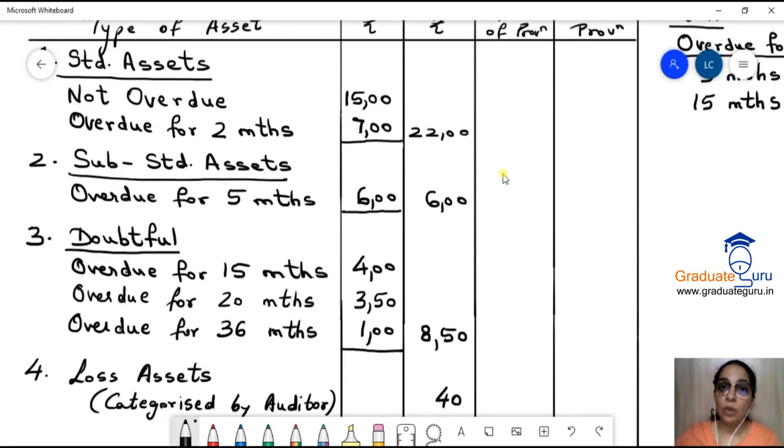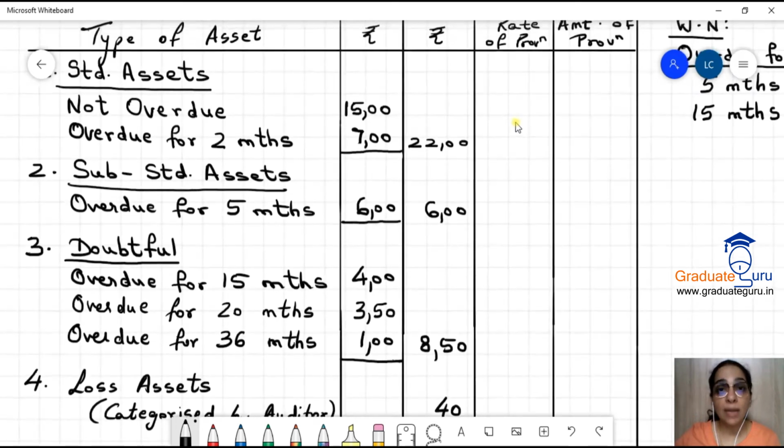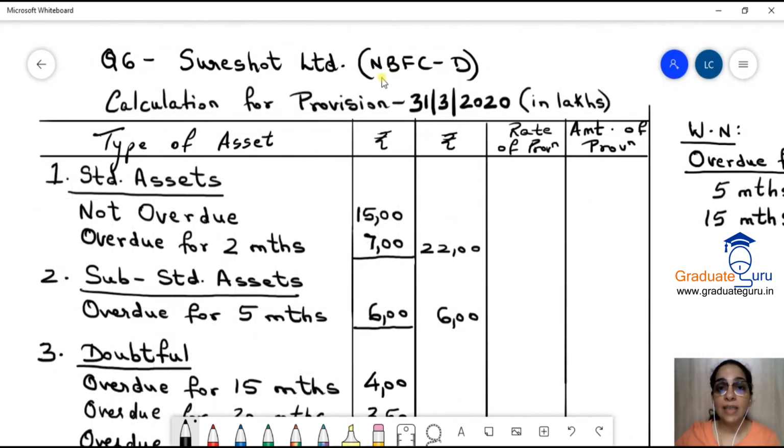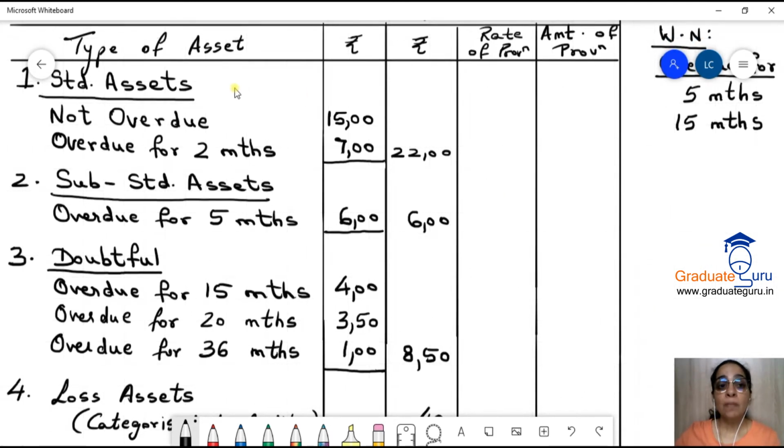Now let us do the provisioning. और पहले तो हम कौन से NBFC की बात कर रहे हैं? It is NBFC D. So we have to remember कि standard assets के लिए उसका provision rate थोड़ा सा अलग है. बाकी के assets में it is the same. So standard assets में for NBFC D, my rate of provision is 0.40%. Right?